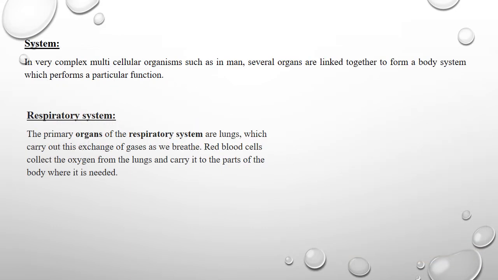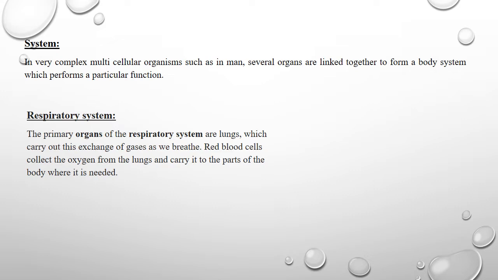So, system. In very complex multicellular organisms, such as in man, several organs are linked together to form a body system which performs a particular function. So, different organs combine together and form a system, and the system performs only one particular function. All the organs are specific for one function.